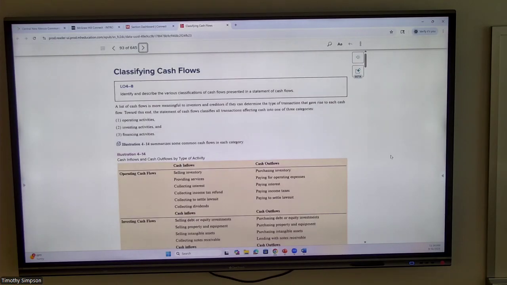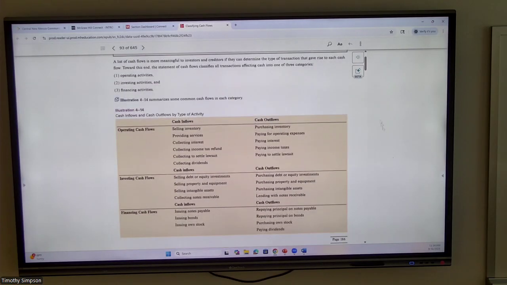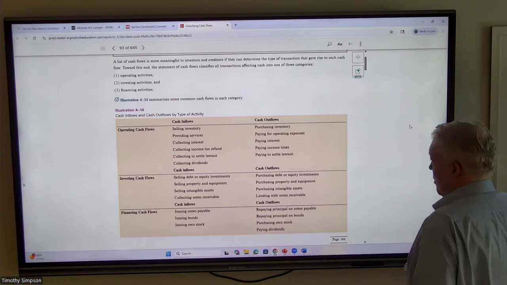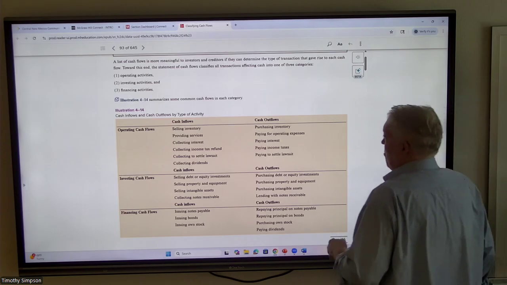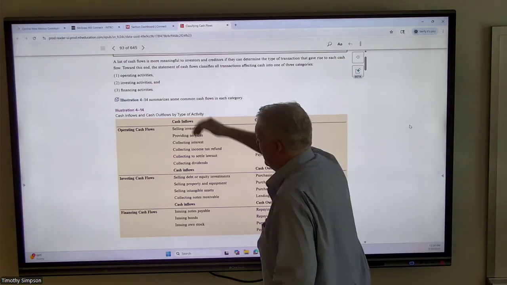Okay. So let's think about what's going on. Let's take operating cash flows first of all. When we talk about what's going on here, let's look at illustration 414, page 93 in the text, which I think is something you ought to write down and memorize. Remember, we're trying to get to operating, investing, and financing activities.